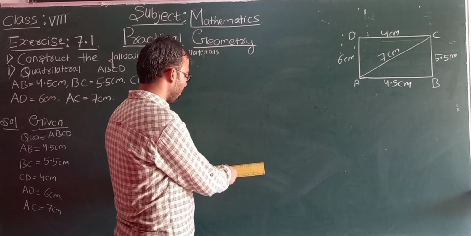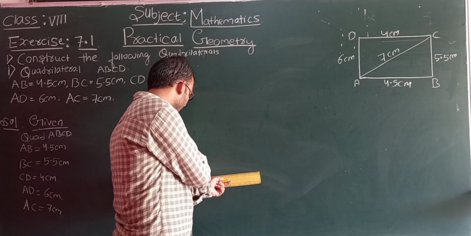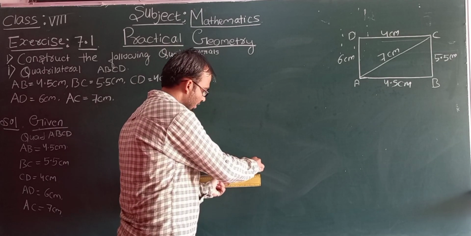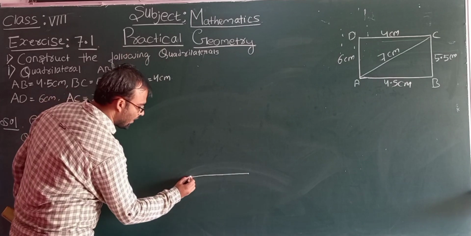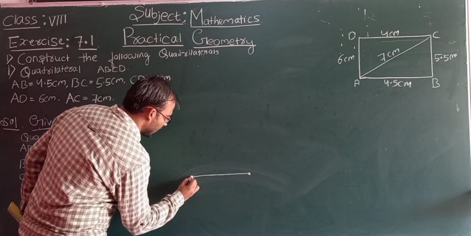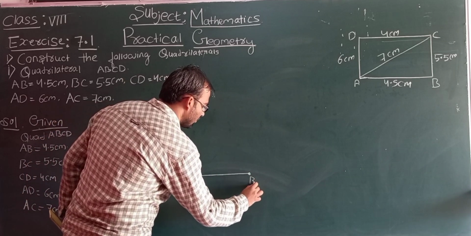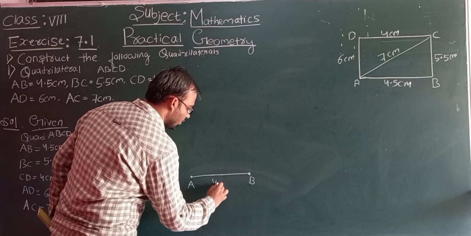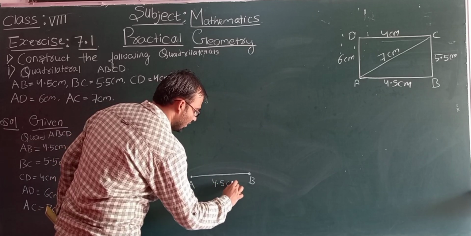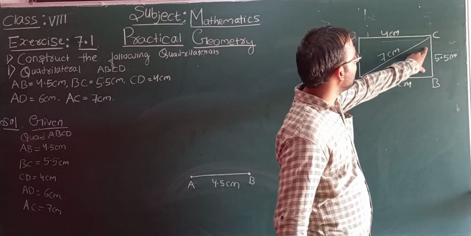So first take a scale and draw a line of 4.5 centimeter. Take a scale and draw a line of 4.5 centimeter. Mark the end points. So this is A and this is B. So how much is it? 4.5 centimeter.